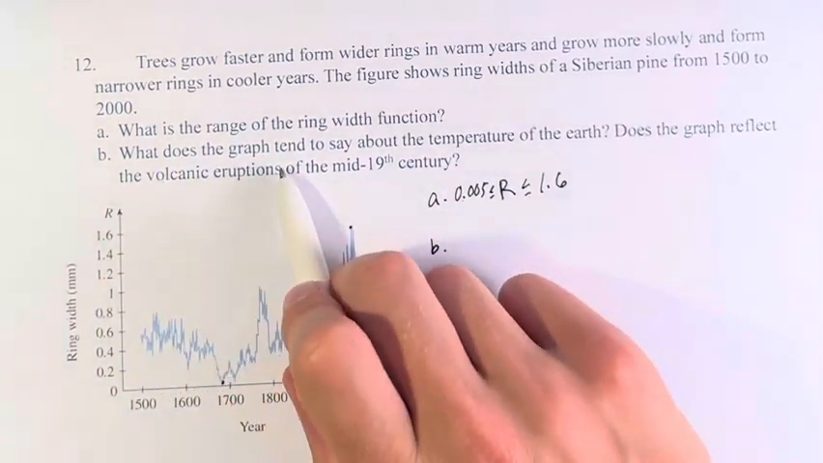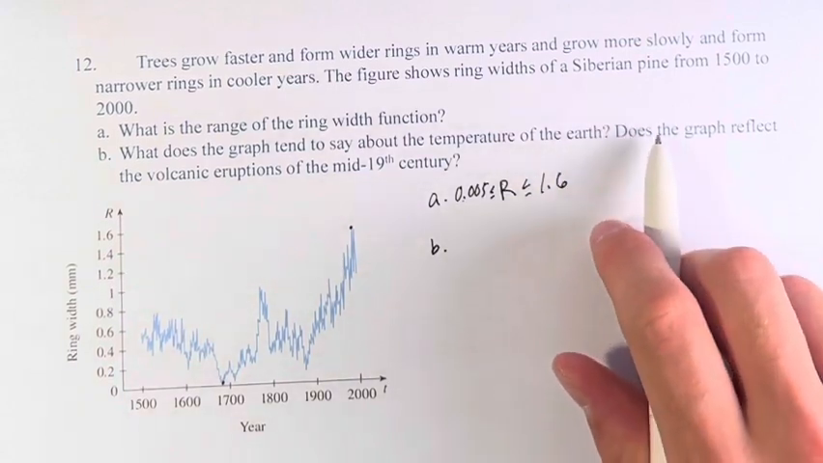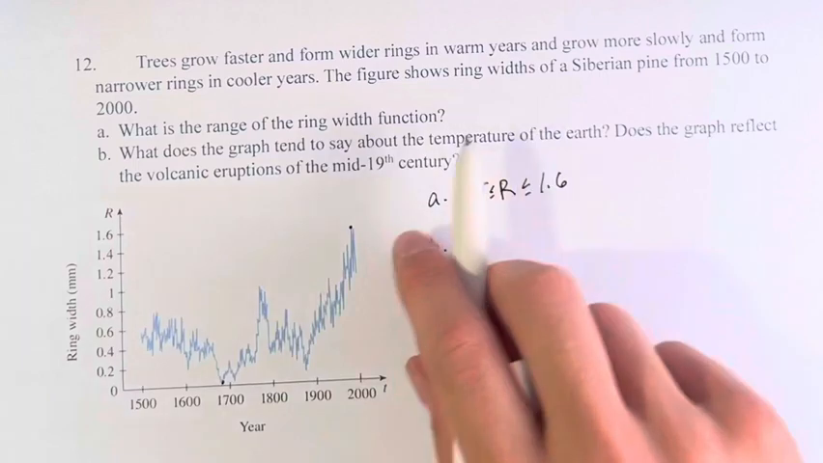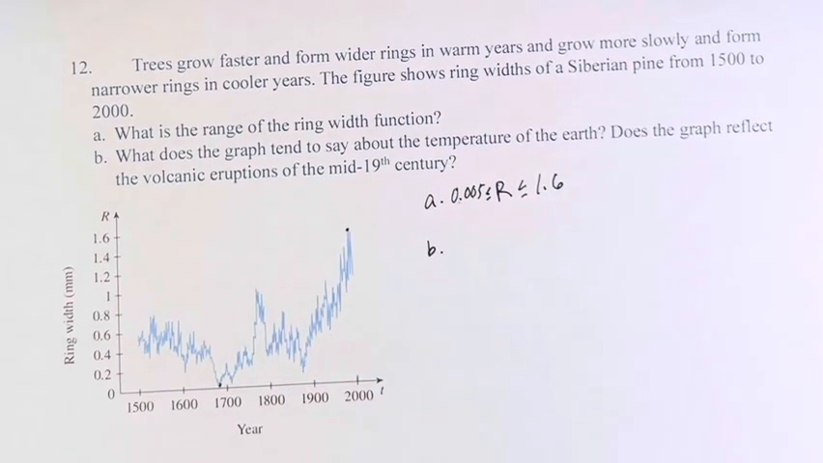B, what does the graph tend to say about the temperature of the Earth, and does the graph reflect the volcanic eruptions of the mid-19th century? So this first point isn't really something you can just write down a specific answer. It's more interpretation of what we're seeing.